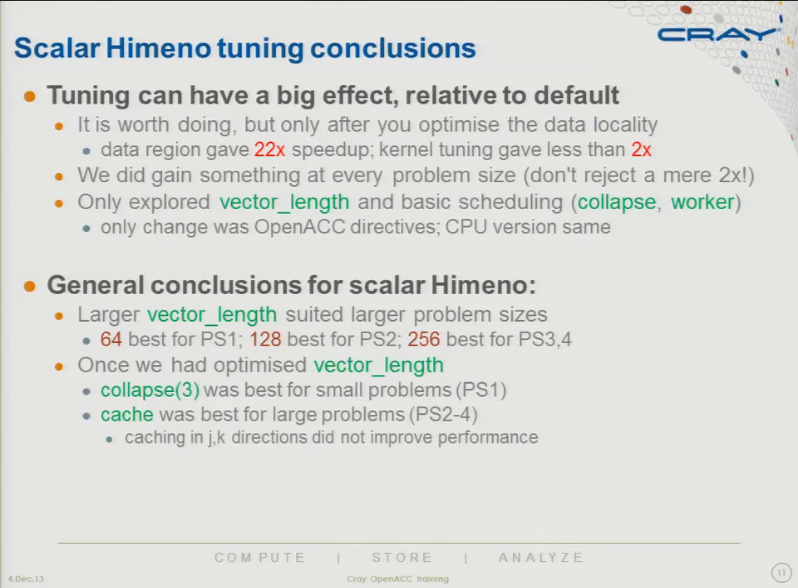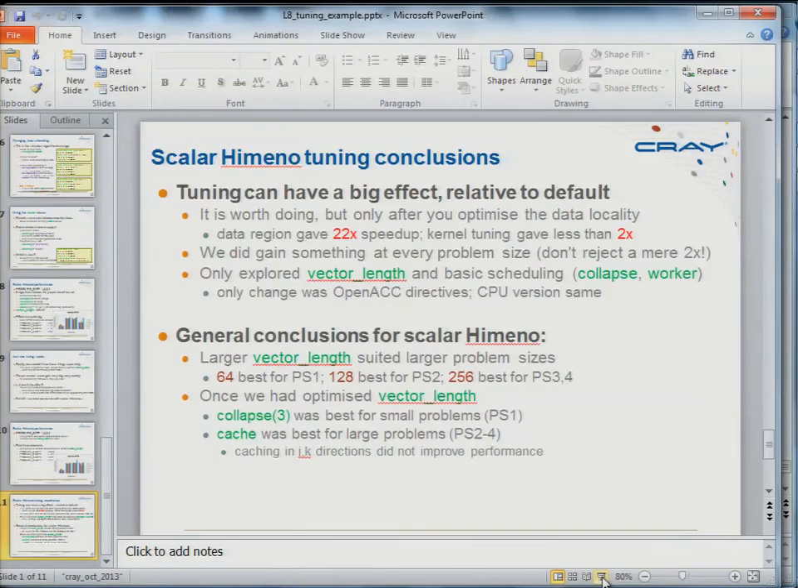What are the general conclusions? More threads per block is better for larger local problem sizes. Collapse worked best for the small problems. Cache worked best for the large problems. And cache worked best just in the I direction. But your mileage may vary, as they say. Different applications, the balance will be different. So if you want to do tuning, do that. Look at your application, but don't do it until you've reached that point.